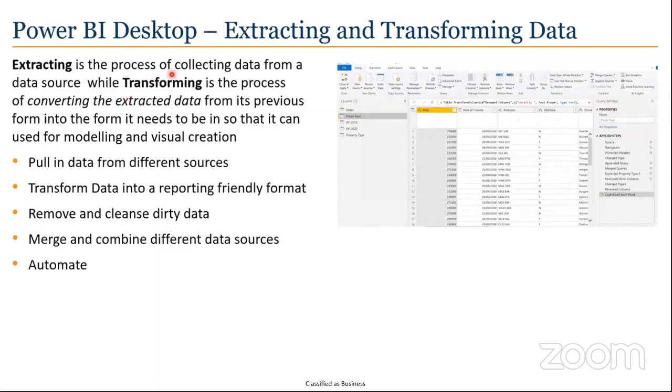Extracting is a process of collecting data from the data sources, while transforming is a process of converting the extracted data from the previous forms into the forms it needs to be, so that modeling will help us give the relationship between one table and another table. As brief points, I have just given it: pulling data from the different data sources and transforming the data into a report-friendly manner.